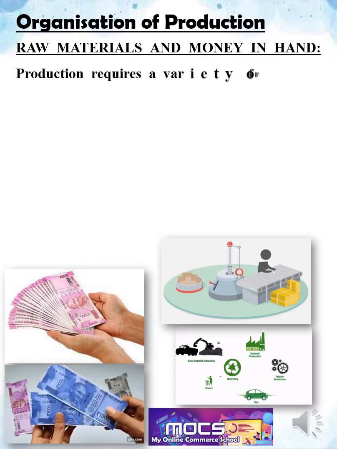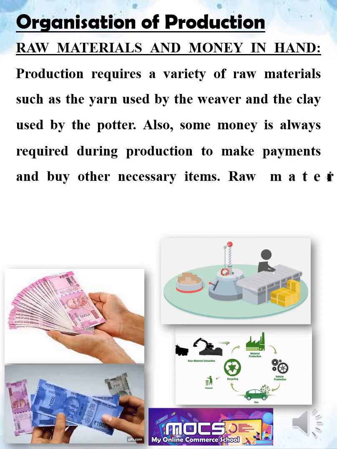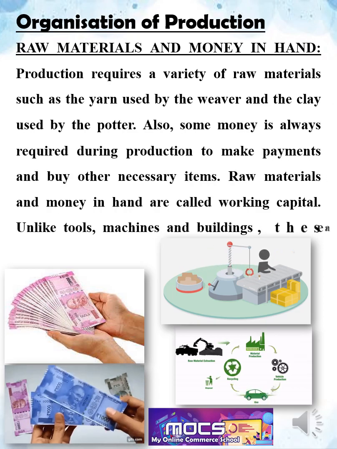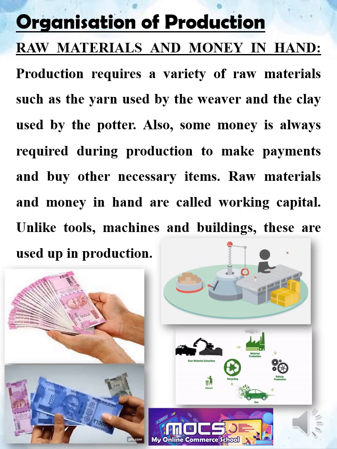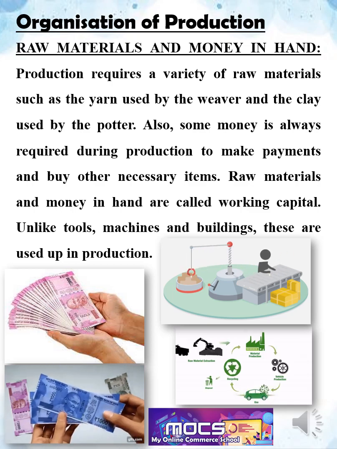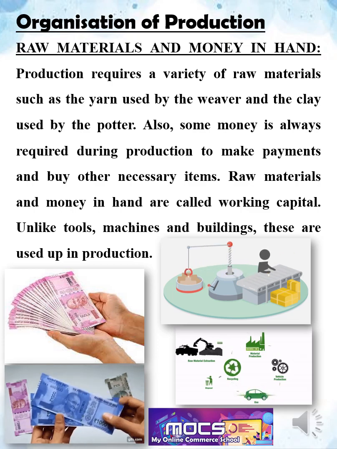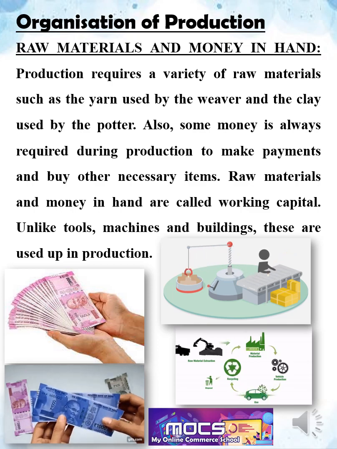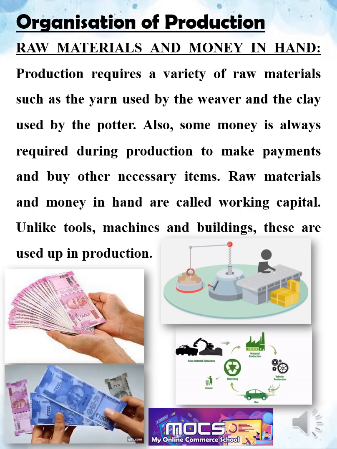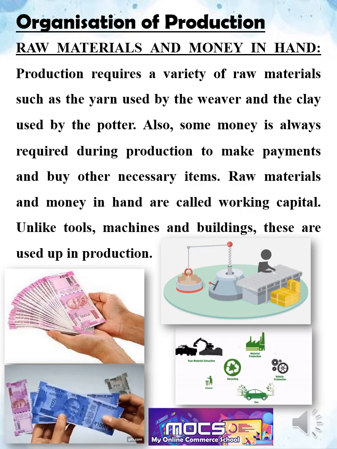Production requires a variety of raw materials such as the yarn used by the weaver and the clay used by the potter. Also, some money is always required during production to make payments and buy other necessary items. Raw materials and money in hand are called working capital. Unlike tools, machines, and buildings, these are used up in production.